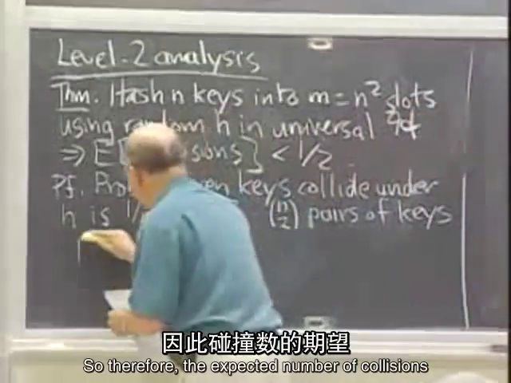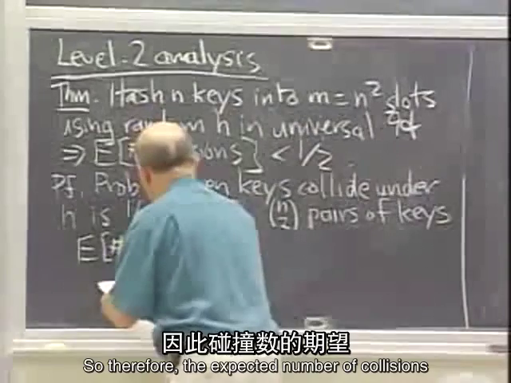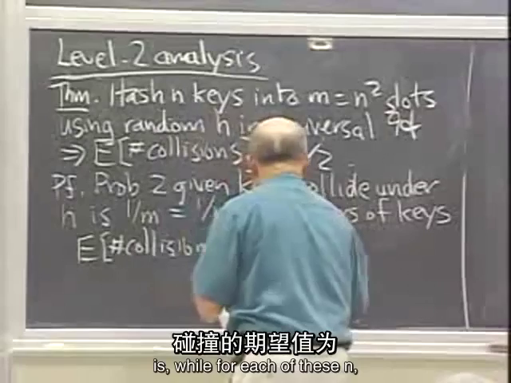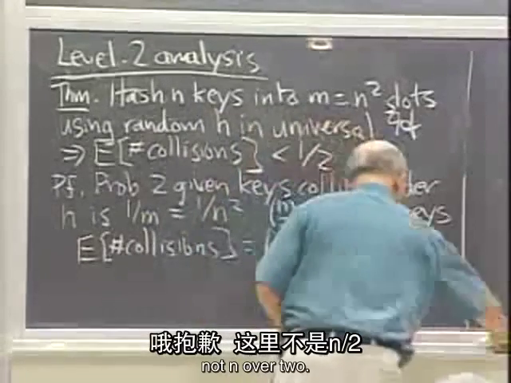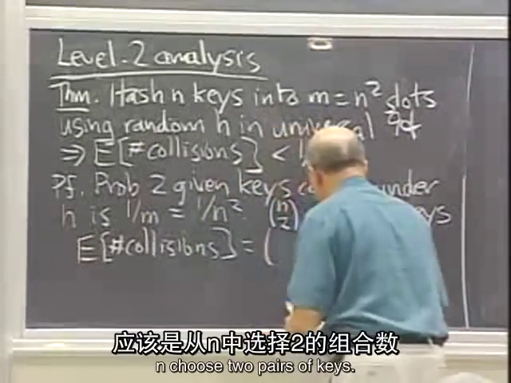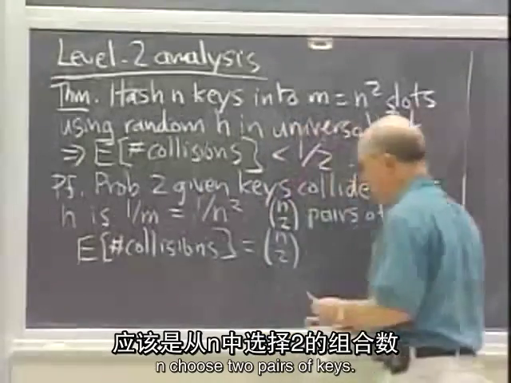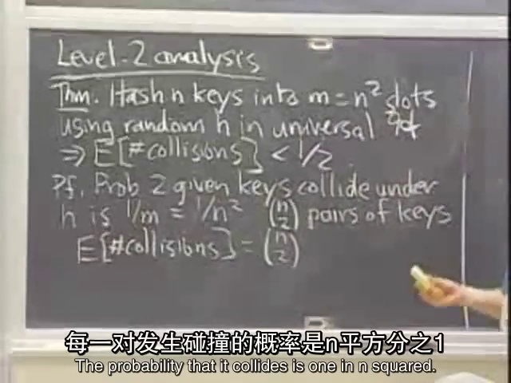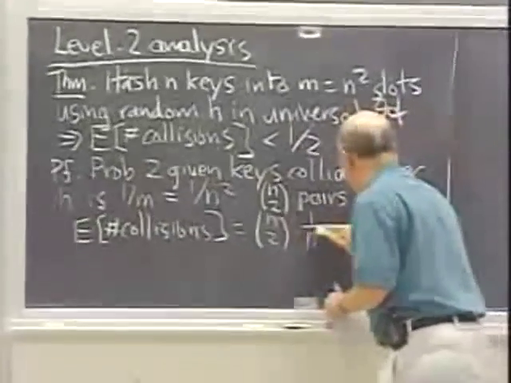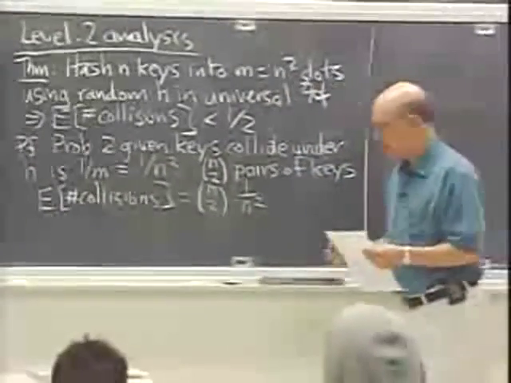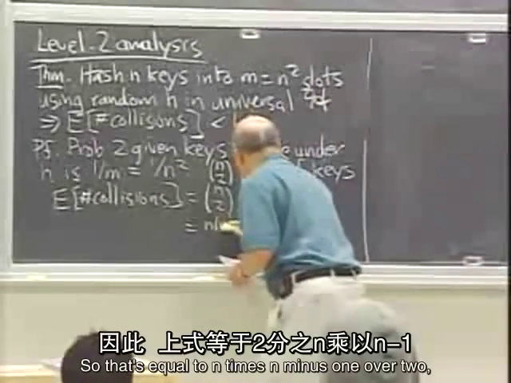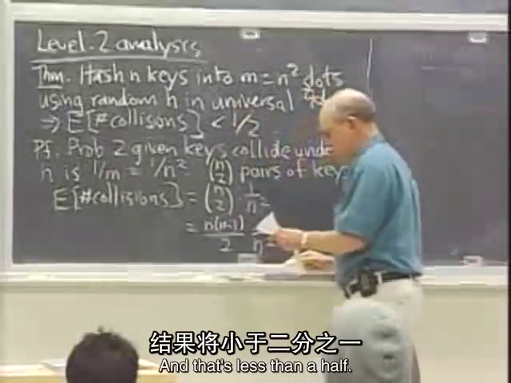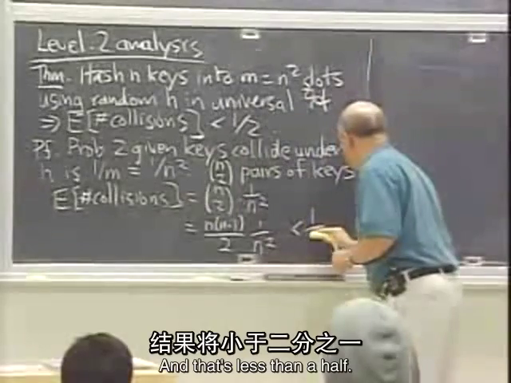So therefore, the expected number of collisions is, well, for each of these n choose 2 pairs of keys, the probability that it collides is 1 in n squared. So that's equal to n times n minus 1 over 2, if you remember your formula, times 1 over n squared. Okay, and that's less than a half.